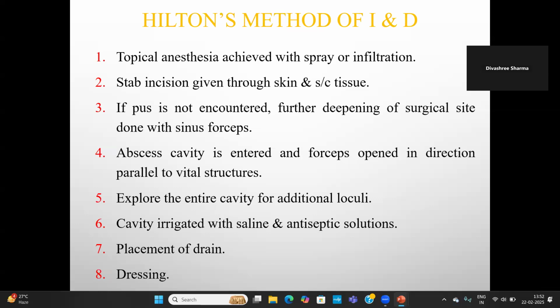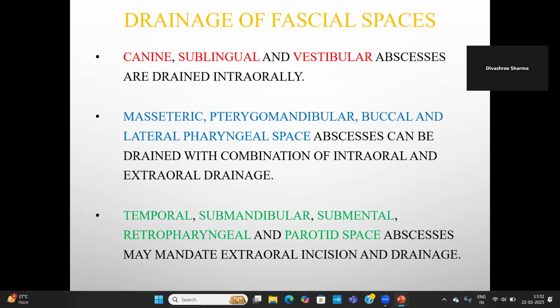Abscess cavity is entered and forceps is opened in direction parallel to the vital structures. Remember, we take care not to harm any of the vital structures. Explore the entire cavity for additional loculi. Cavity is irrigated copiously with saline and antiseptic solutions. The drain is placed and dressing is done, and dressing is repeated in a very timely manner until the infection has subsided.